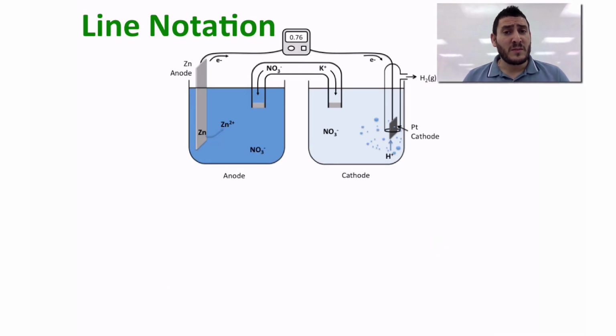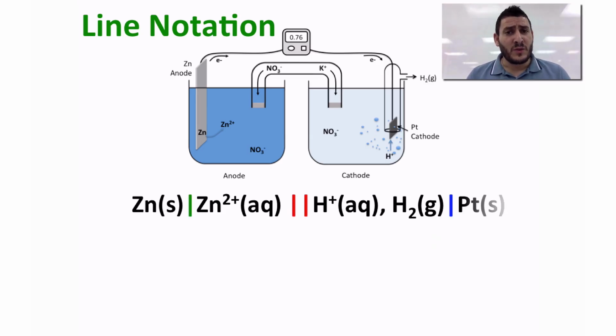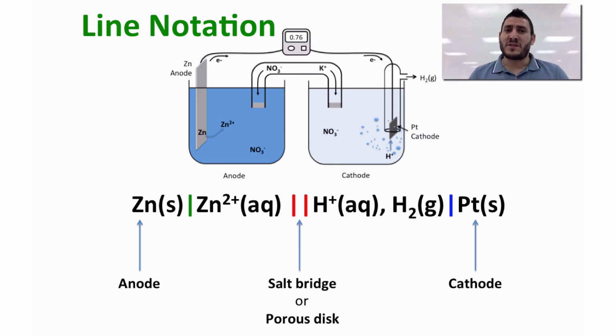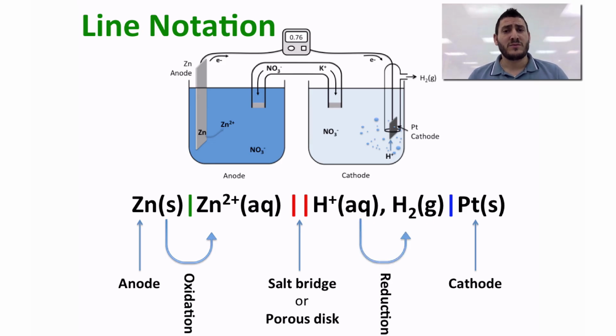Here's another example where a non-metal is used in a galvanic cell. We can describe this cell using the following line notation. The anode to the far left, the cathode to the far right, and then the two lines that represent the salt bridge or the porous disk. Now, zinc is getting oxidized into zinc 2+. However, here we have used an inert metal as a cathode, and therefore now we separate the solution, which is the H+, and hydrogen gas by a comma, and we write it this way. So H+ is getting reduced into H2 gas.